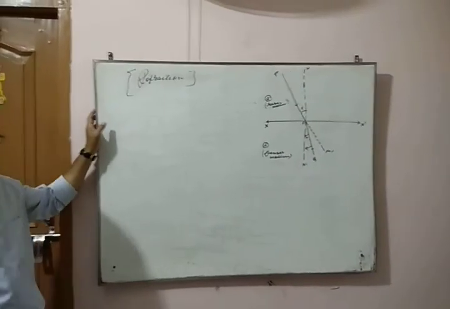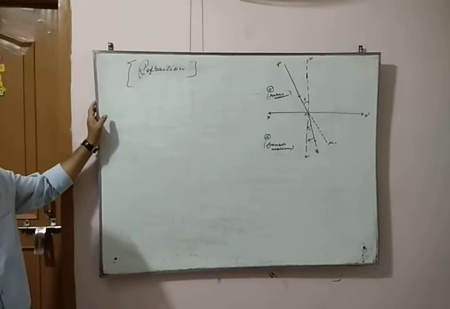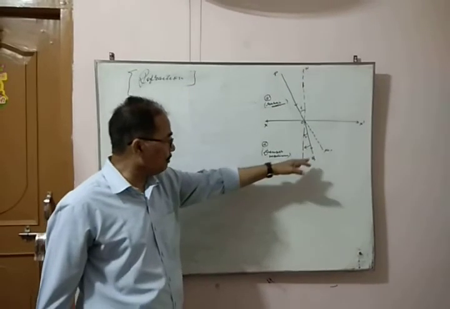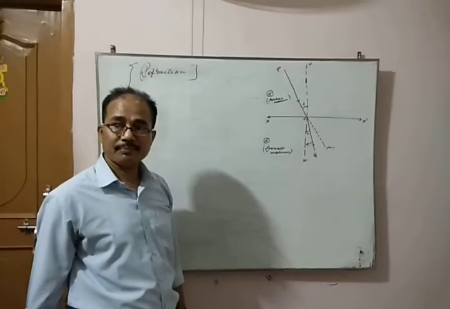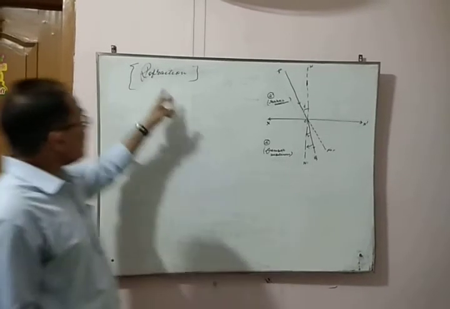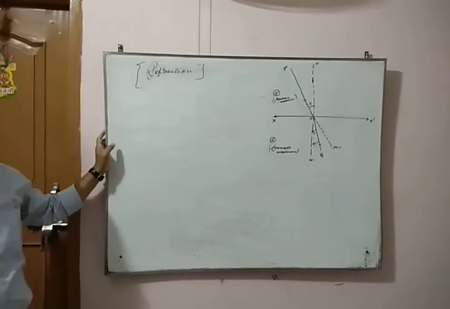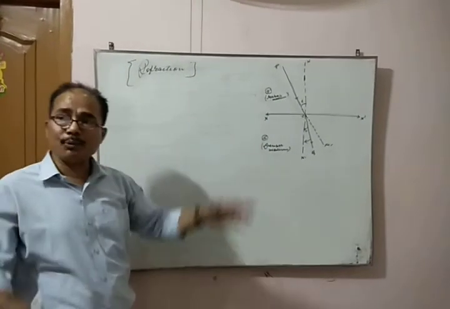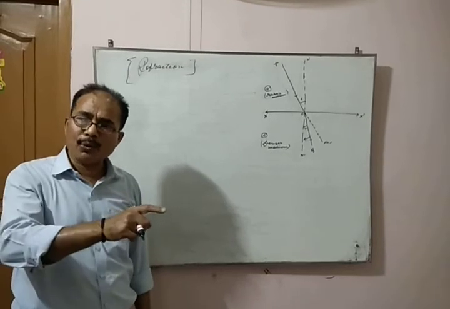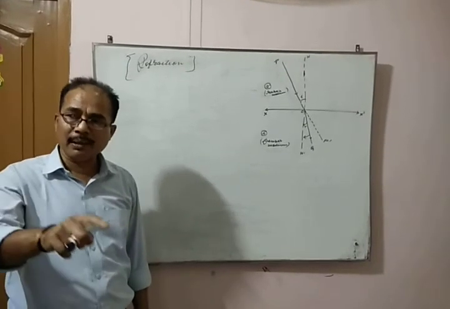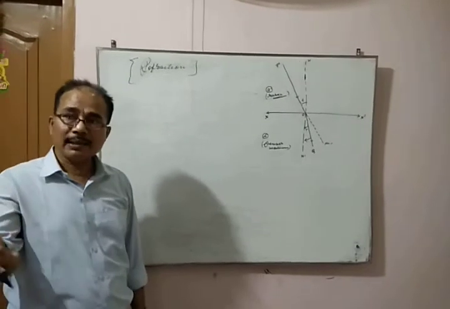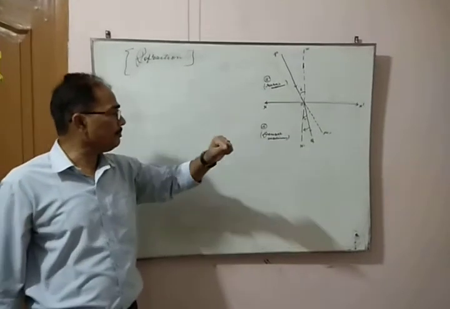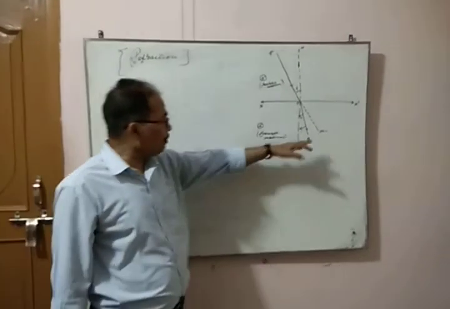Topic is reflection. You see in the diagram, when the ray of light passes from rarer medium to denser medium, it is bending towards the normal. Reflection is a phenomenon. It is a phenomenon when the ray of light passes from one medium to another medium, it deviates from its original path. Either it will bend towards the normal or it will be away from the normal. This phenomenon is known as reflection. You see in this diagram, the reflected ray is bending towards the normal.